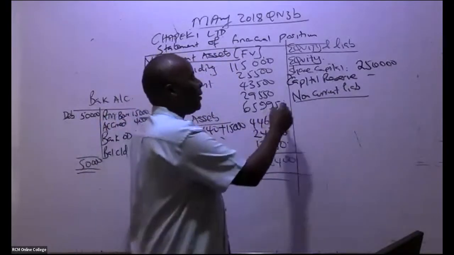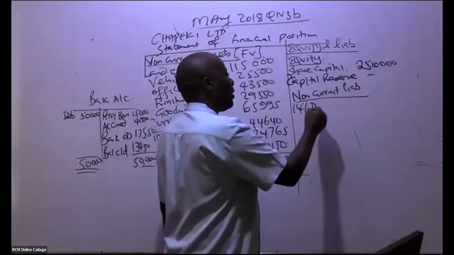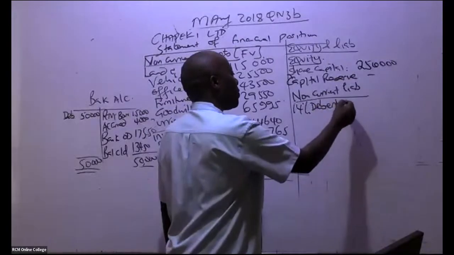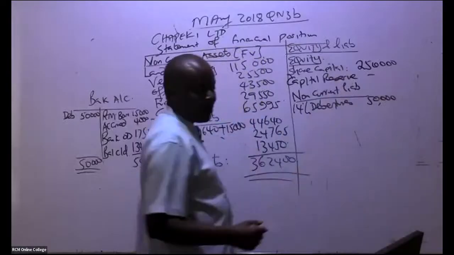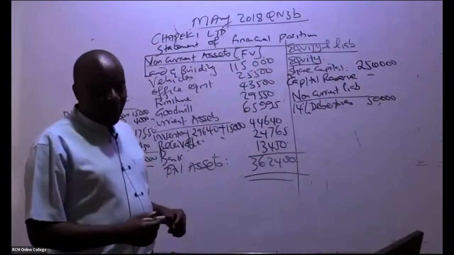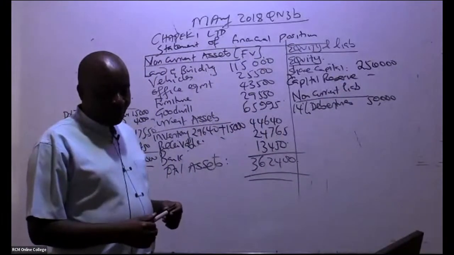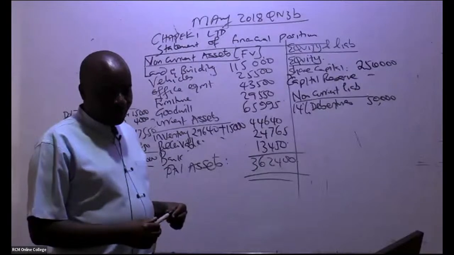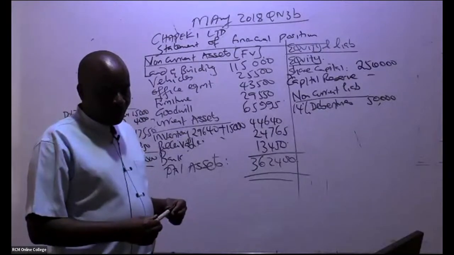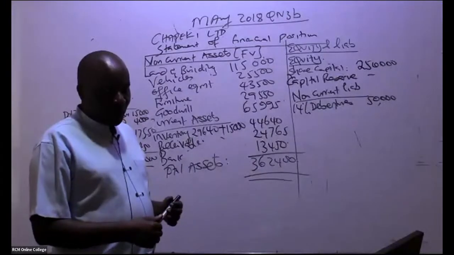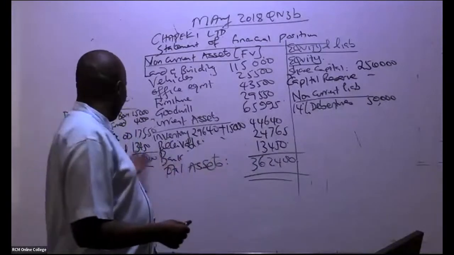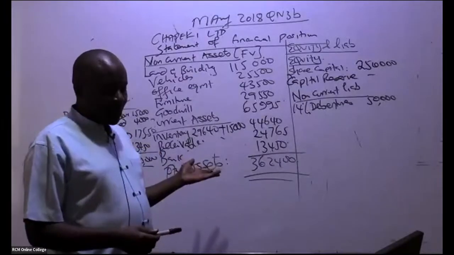Remember the 14% debentures. Do you remember we issued debentures worth 50,000? You must have forgotten, I hope not so. Yeah, debentures, we issued them somewhere here, 50,000.